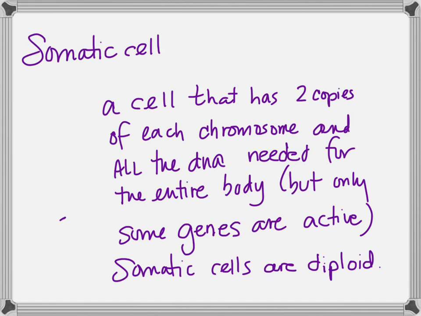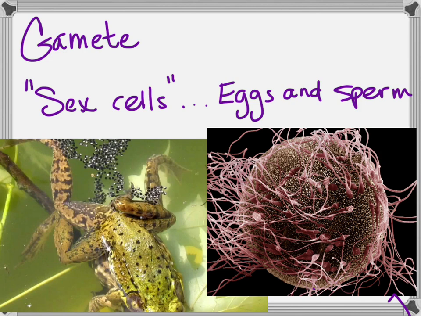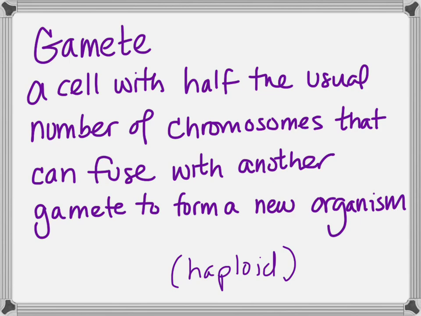If you want the user-friendly definition, a somatic cell is a cell that has two copies of each chromosome and all the DNA needed for the entire body, but only some genes are active. Somatic cells are diploid. Remember, they've got two copies of each chromosome. We've been using the word gametes on and off, but remember, gametes are sex cells. These are eggs and sperm, whatever shape they take, whatever size they are, eggs and sperm are gametes. Now, gametes are cells that only have half the usual number of chromosomes, so that they can fuse with another gamete to form a new organism.